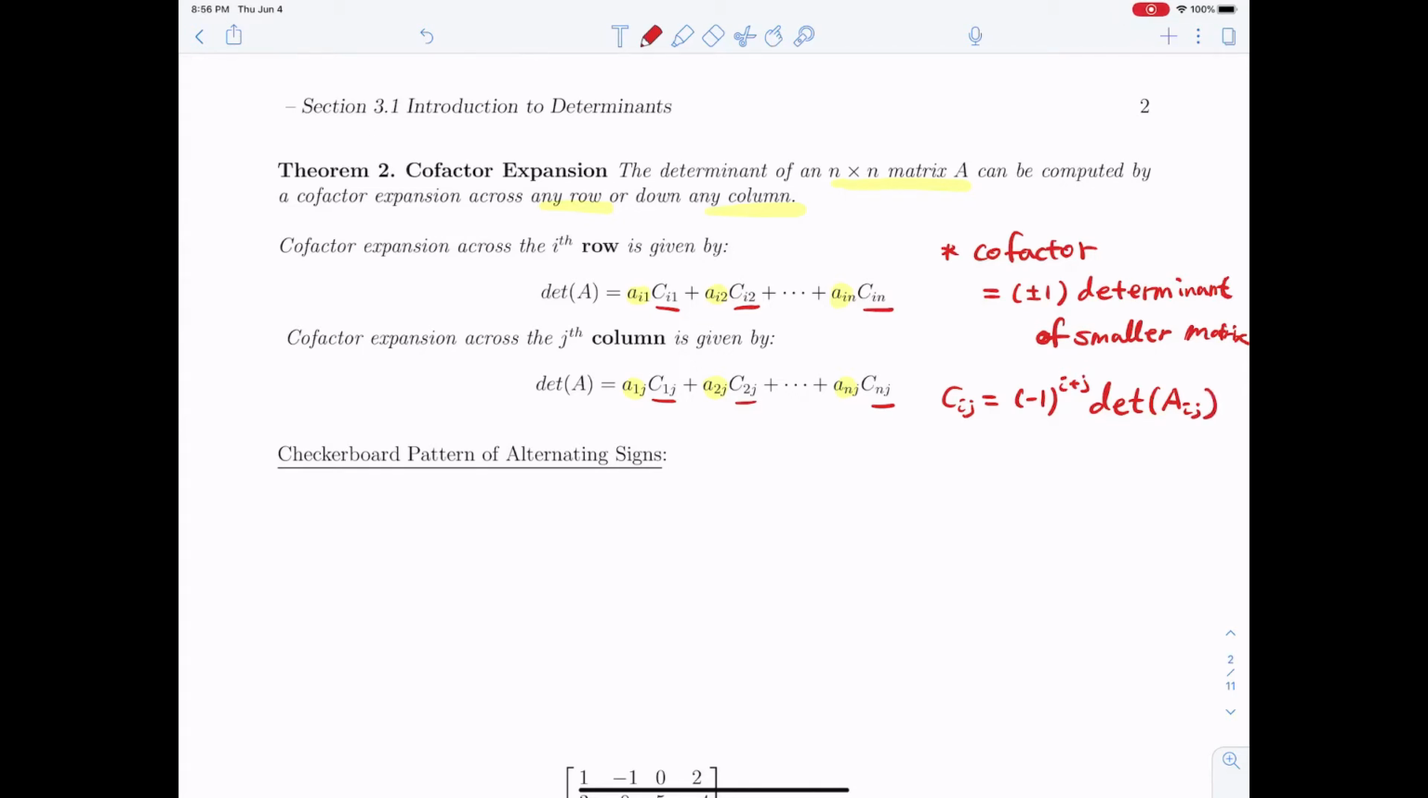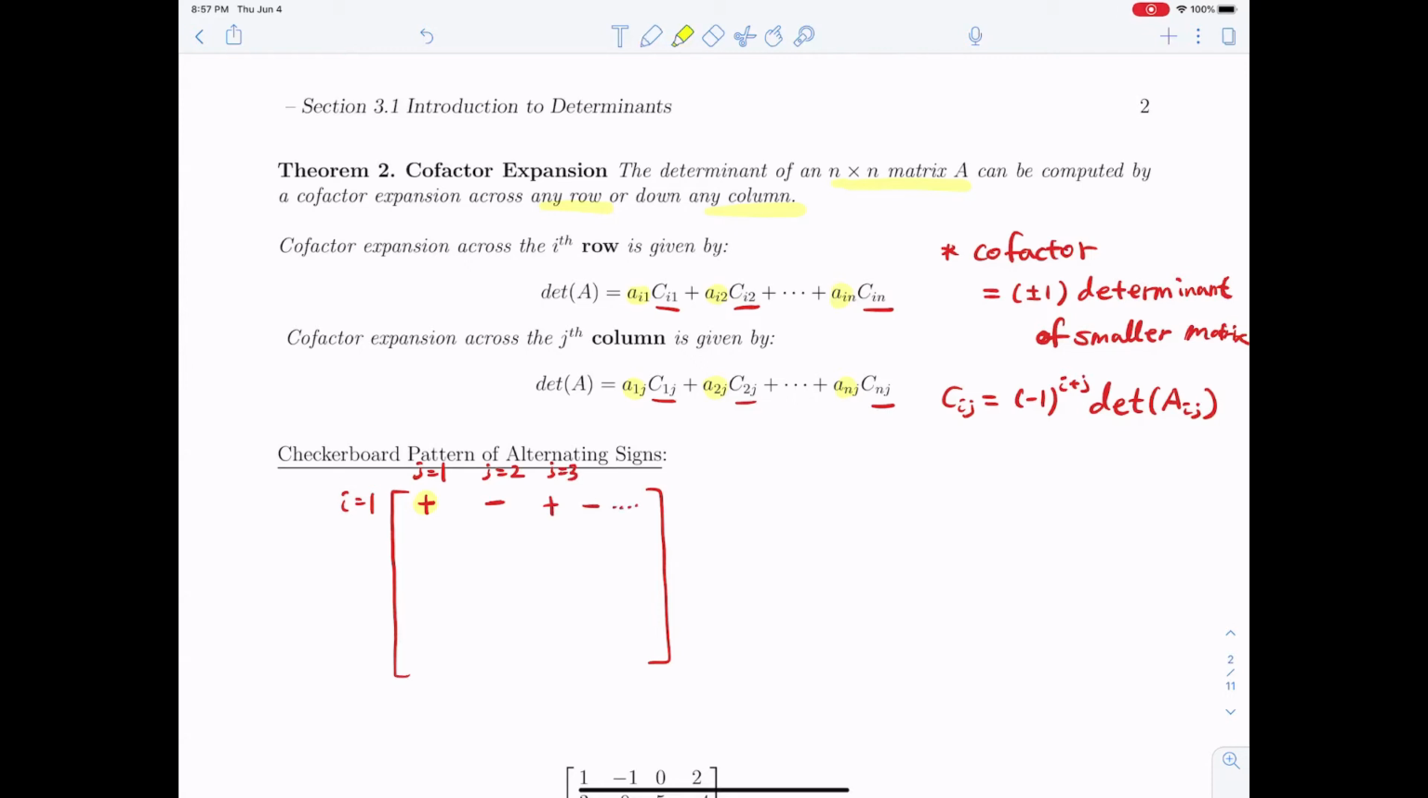If you just collect the signs of cofactors, then this gives you some kind of checkerboard pattern. So for example, the 1, 1 entry here. If you plug in i equals 1, j equals 1, then (-1) to the i plus j equals (-1) squared, which gives you positive. And if j equals 2, we get negative. And for j equals 3, we get positive, and negative and so on.